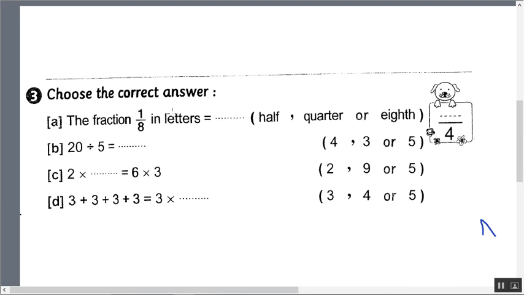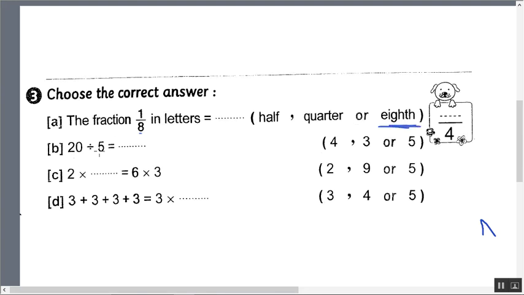Choose the correct answer. The fraction 1 over 8 in letters will be half, quarter, or eighths. Here we have 1 over 8, so choosing here it will be eighths.